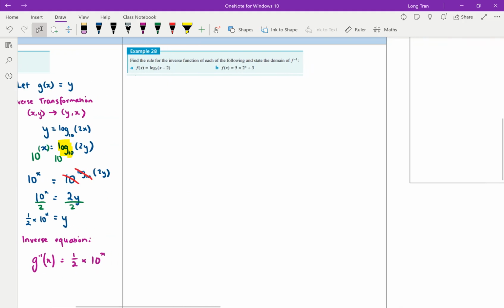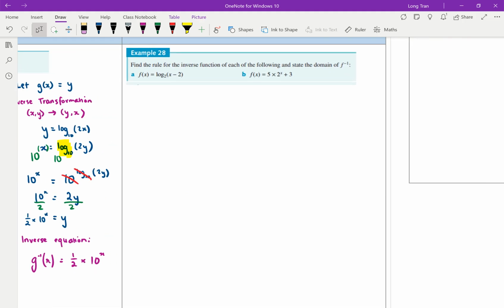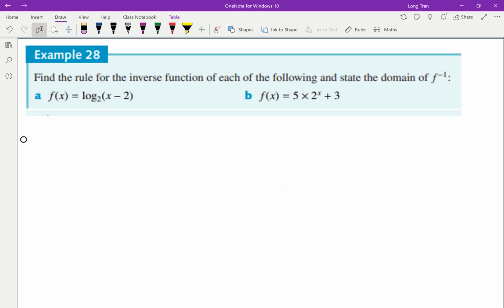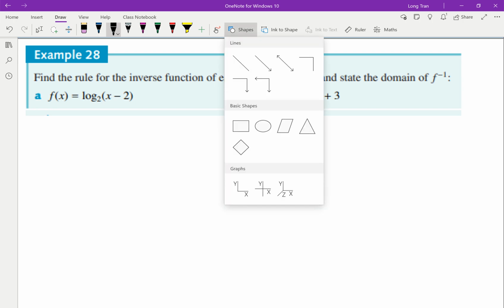Okay. Let's make this just a bit bigger. There we go. Over here, find the rule for the inverse function of each of the following and state the domain of f inverse. Okay, so in each and every one of these, you should probably try to visualize what the graph would look like so that you can answer the domain and range.